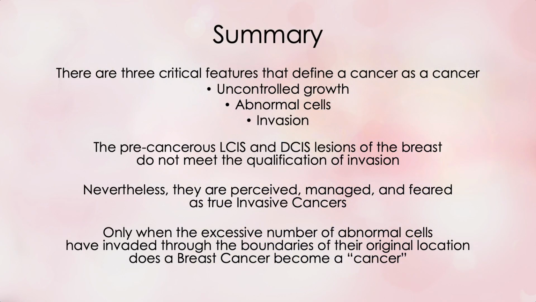So today's summary is this. There are 3 critical features that define a cancer as a cancer: uncontrolled growth, abnormal cells, and invasion. The precancerous LCIS and DCIS lesions of the breast do not meet the qualification of invasion. Nevertheless, they are perceived, managed, and feared as true invasive cancers. Only when the excessive number of abnormal cells have invaded through the boundaries of their original location does a breast cancer become a cancer.